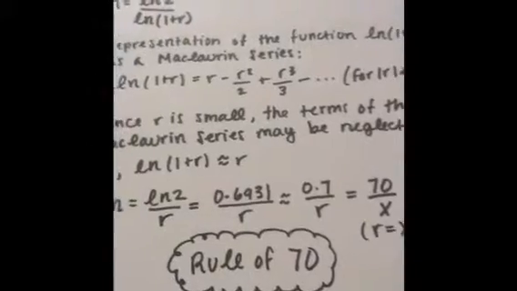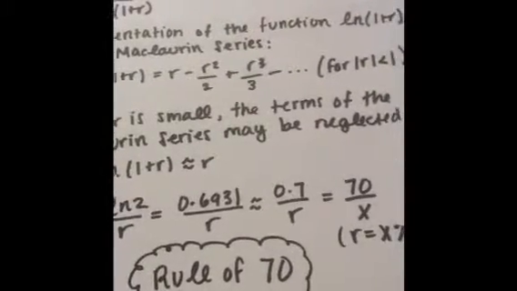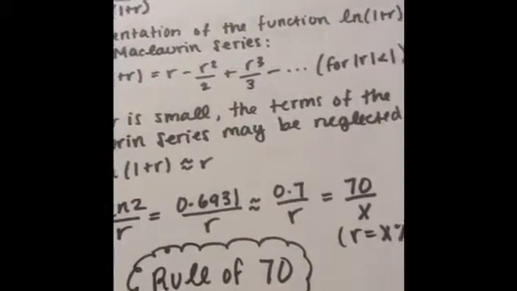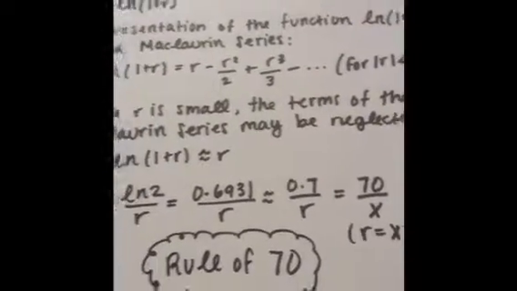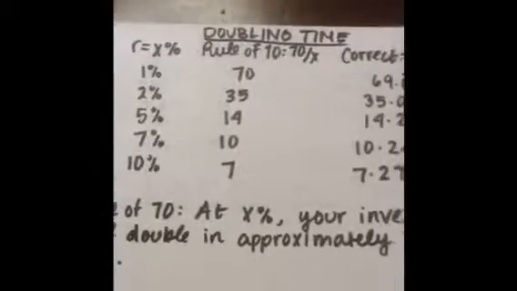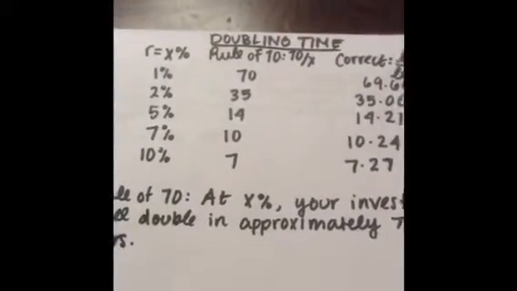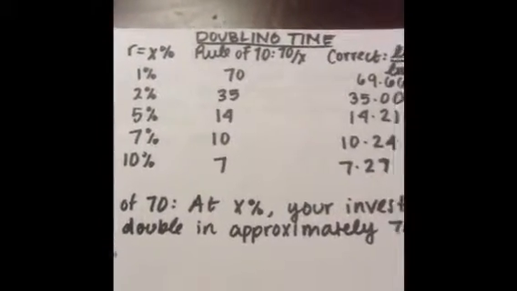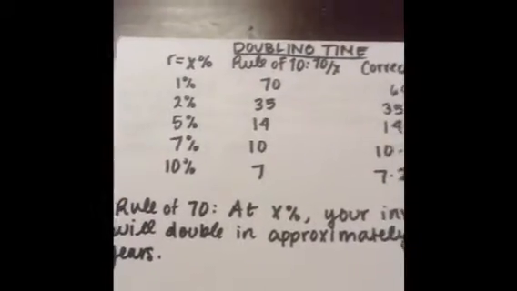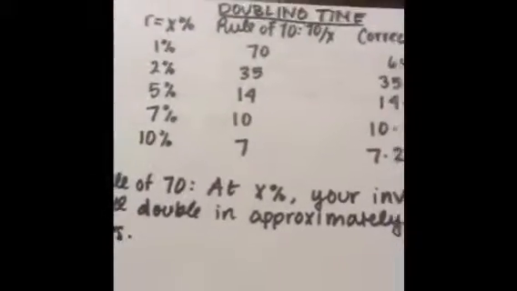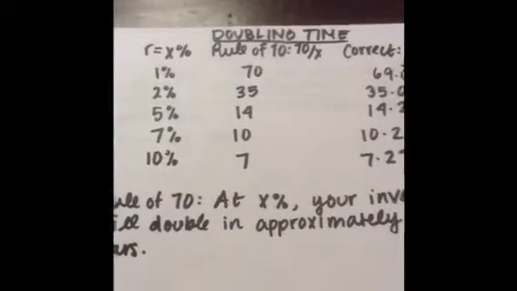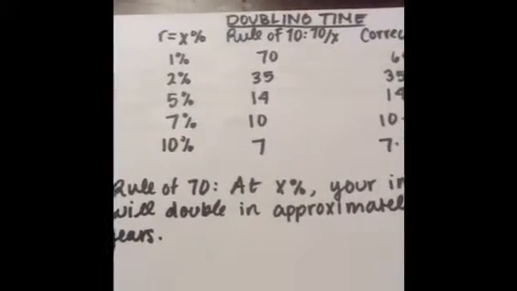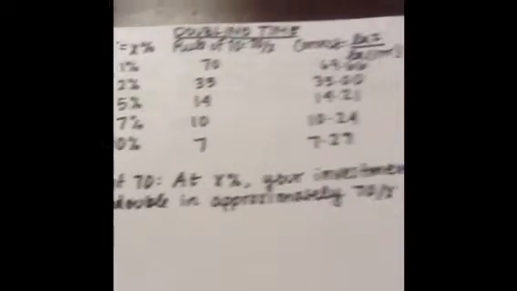This is called the rule of 70, and it makes it easier for us to understand how long it takes to double an investment in a savings account on a given rate of return. What I mean by the rule of 70 is, if you take the number 70 and divide it by the percentage rate of return in an investment, you should get the approximate time that it takes to double your investment. So for 1%, you get 70 years, 2% 35, 5% 14, and so on.